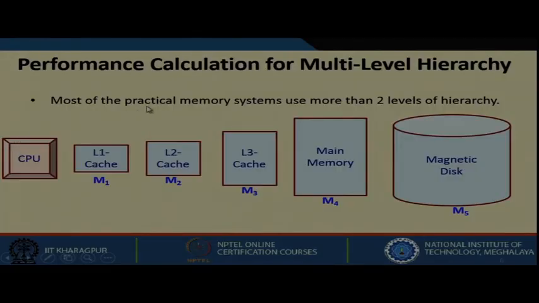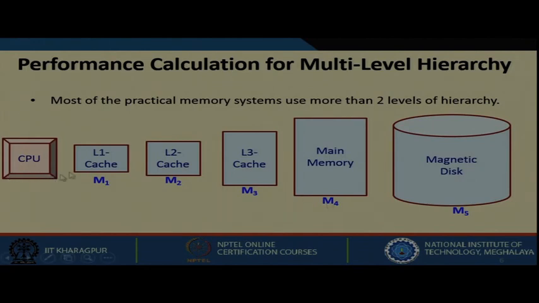Whatever we have done for two levels can be extended to multi-levels, where we have many levels of memory. If you see this diagram, which is considered the most practical memory system that uses more than two levels of hierarchy, after the CPU the first level is M1, which is L1 cache, the next level is M2, which is L2 cache, the next is M3, which is L3 cache, then M4 is the main memory, and finally M5 is the magnetic disk.